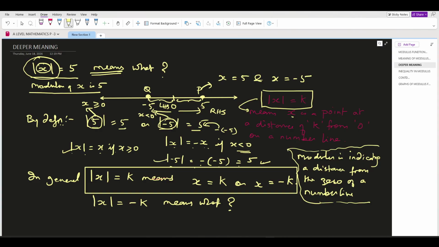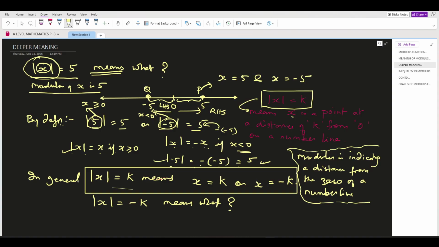Got it? So modulus of x equal to 5 means that x will be equal to 5 and x will also be equal to minus 5, because both these values of x are indicating the same thing. What is that? It is indicating the distance from 0. And what is that distance? 5 units.